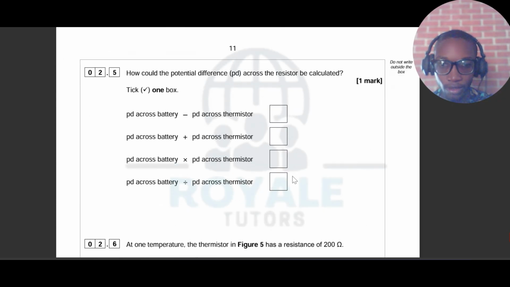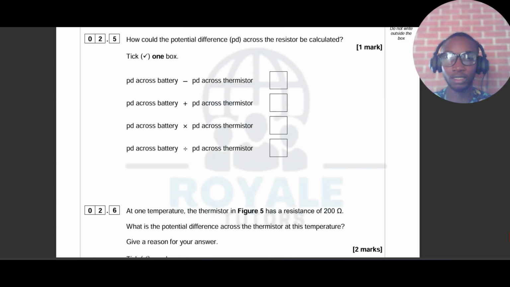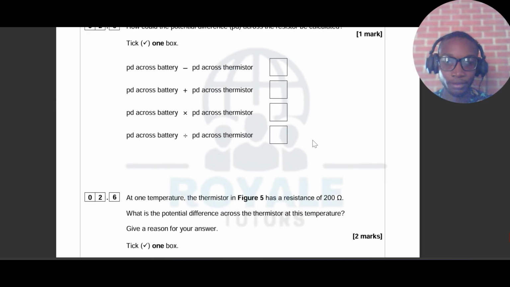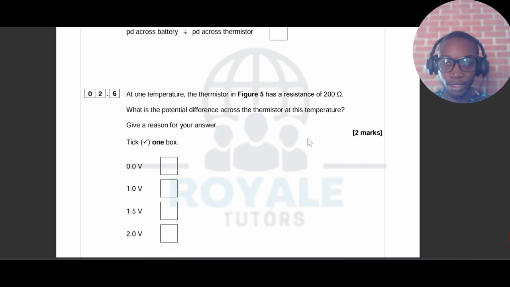It says the potential difference across the battery, that's the total potential difference, that's the 3 volts, minus the potential difference across the thermistor. So that's our guy. So this is our answer. The next question says, at one temperature, the thermistor in figure 5 has a resistance of 200 ohms. What is the potential difference across the thermistor at this temperature?